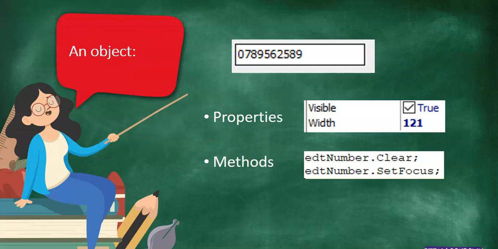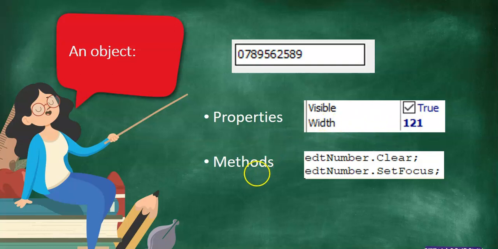So let's just quickly talk about what is an object. I have a picture here of an edit box on the screen, and this is an object that we can see. An object has certain properties, like for example, in your object inspector, the visible property that we can set to true, the width to 121. These are the attributes or the properties of this object.